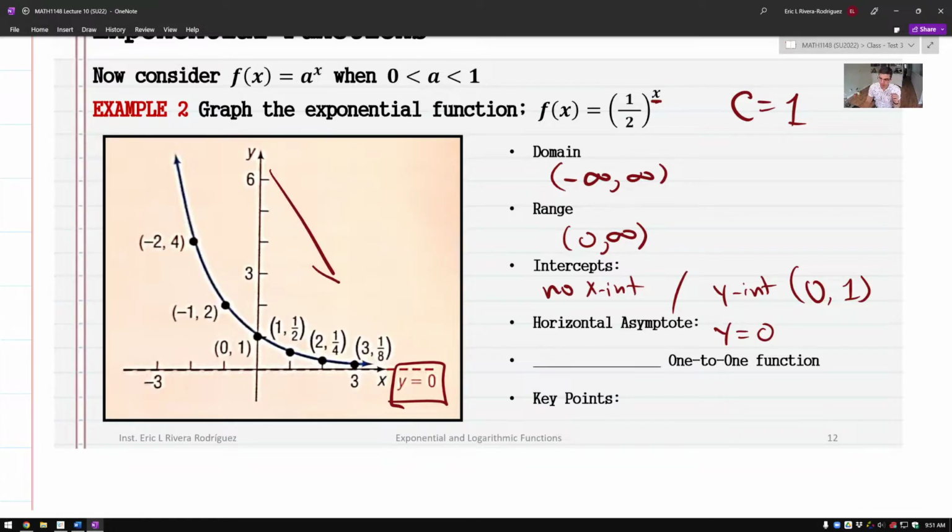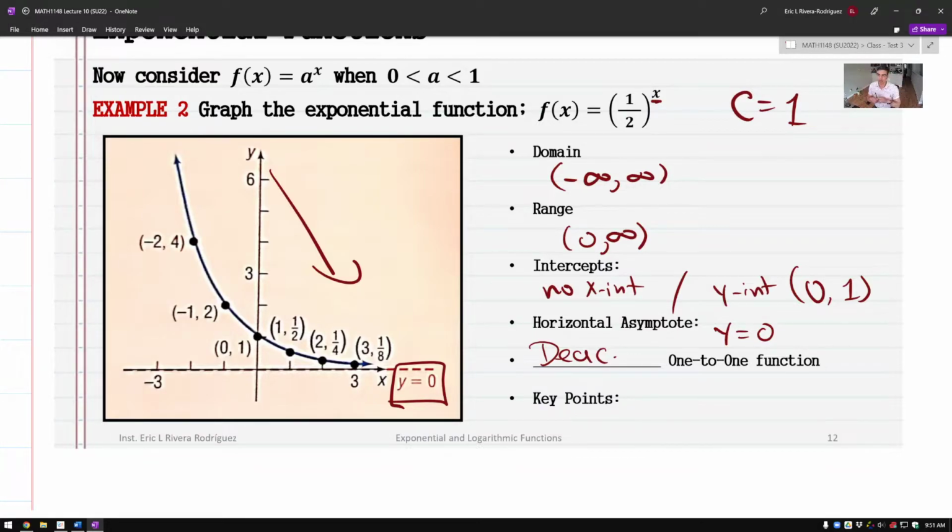The behavior now is decreasing, and this is important because the behavior of the exponential function changes. If a is greater than 1, we have an exponential growing behavior, an exponential increasing behavior. If a is between 0 and 1, it has an exponential decreasing behavior, and that's important for future exercises that we might be working with when we apply exponential functions into real life situations.